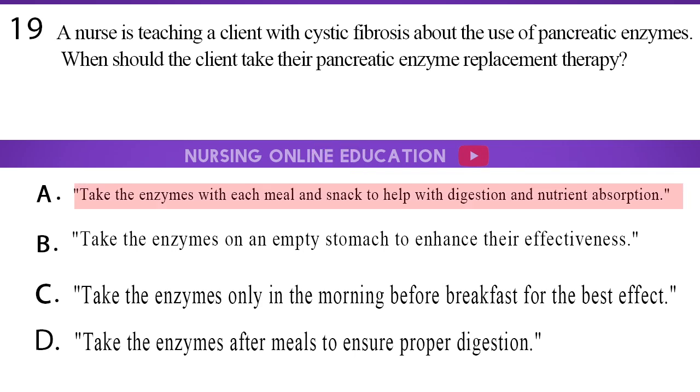The answer is option A. Take the enzymes with each meal and snack to help with digestion and nutrient absorption.